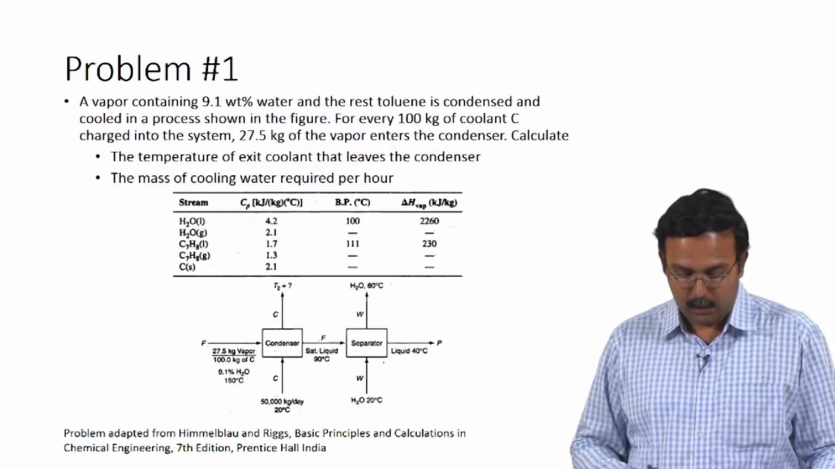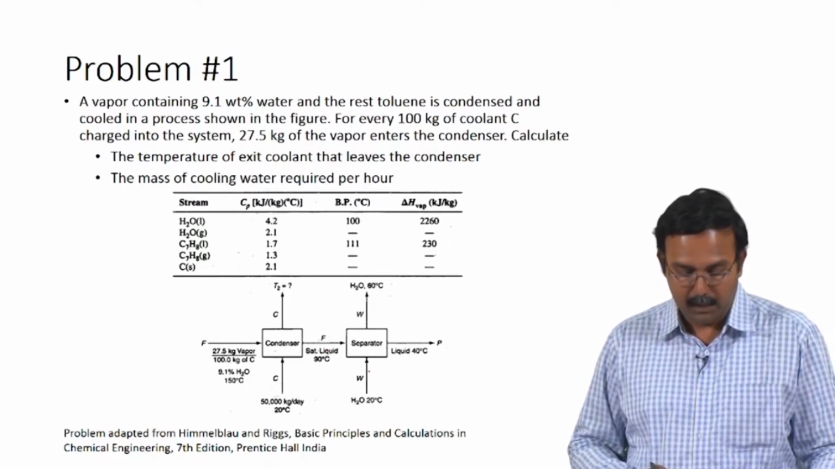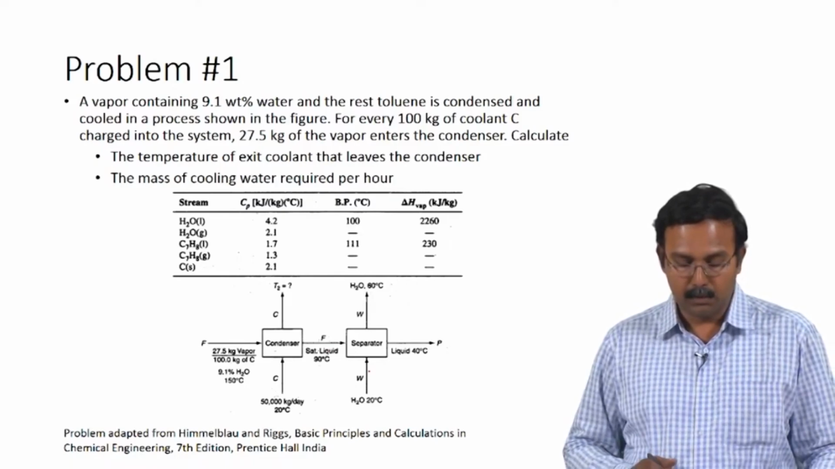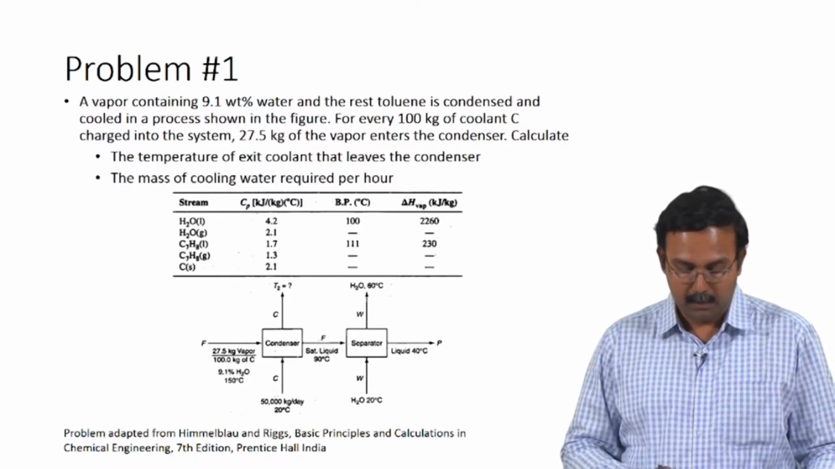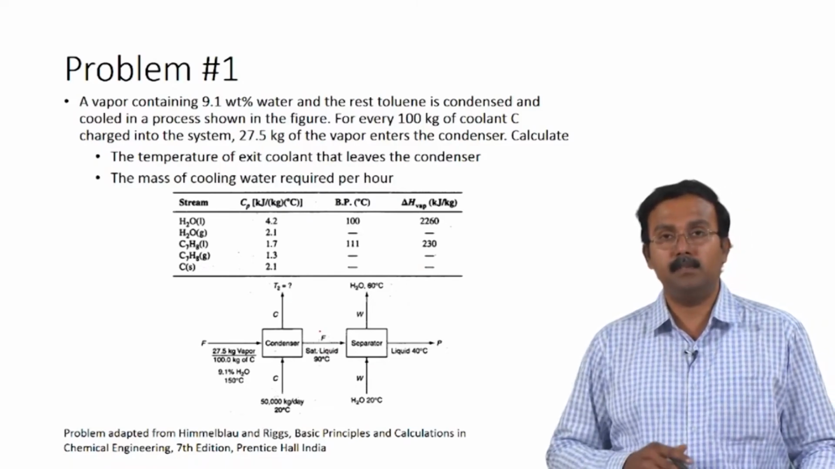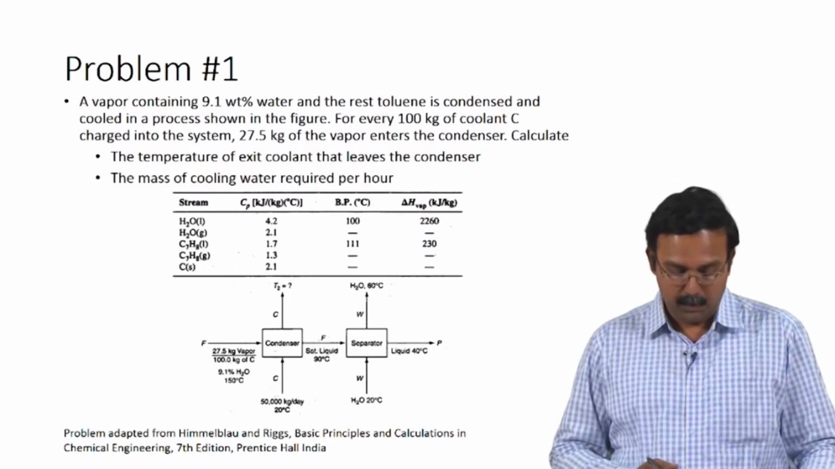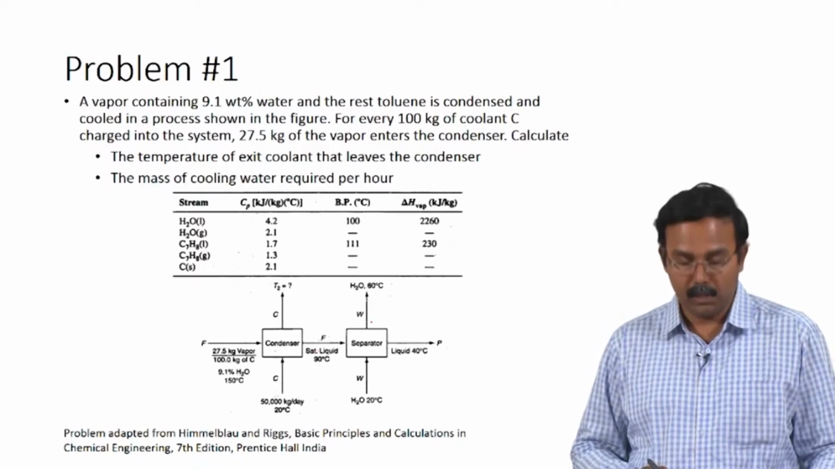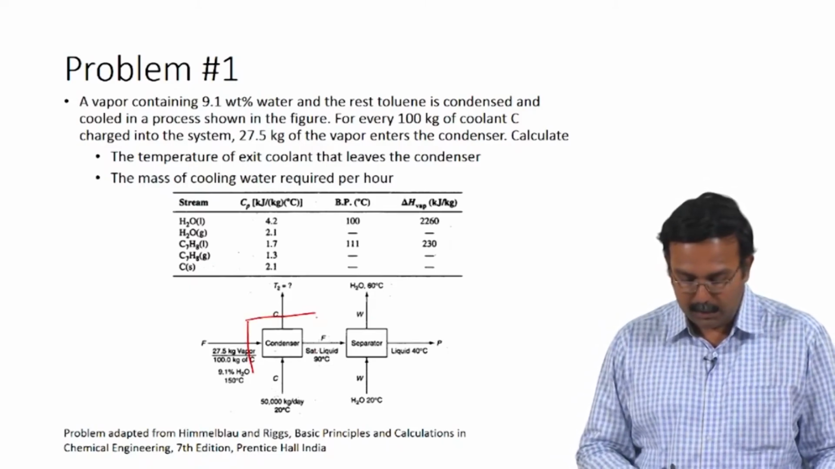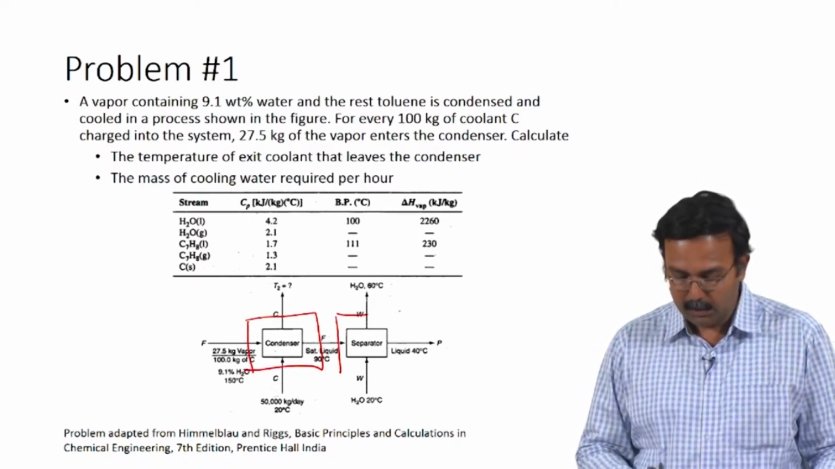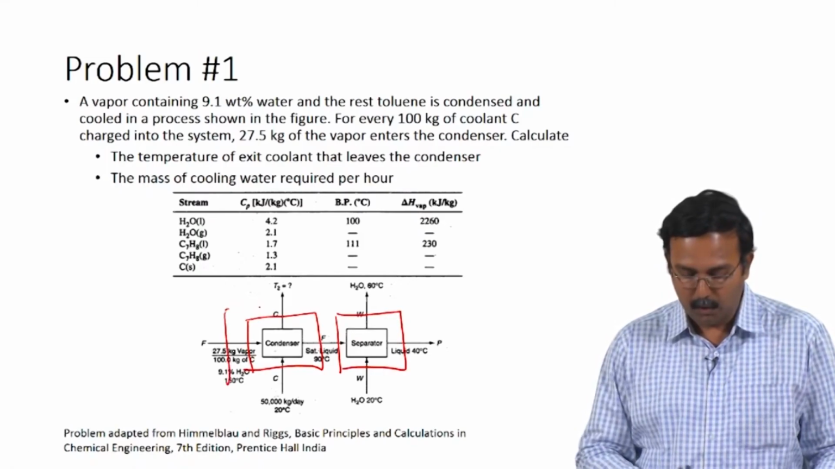So, taking that into account, this is the flow chart we have, and one thing we need to be clear about is what is the heat which is being transferred between the system we are interested in and the surroundings. So, we can have different systems which we can choose here. We could either choose the condenser as a system, or the separator as the system, or the overall system.